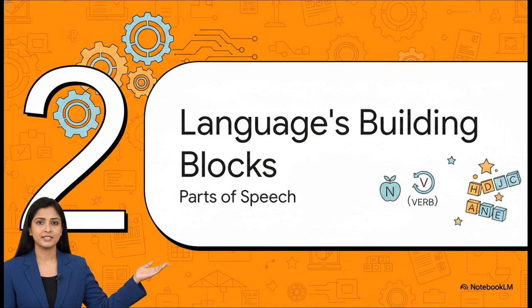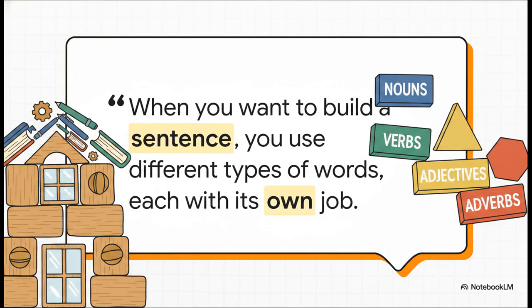Okay, so now that we get the why of communication, let's get into the how. How do we actually build meaning? This is where we start looking at the real nuts and bolts of the English language. I love this analogy. Think about it. You wouldn't use glass to build a foundation or bricks for a window, right? Each part has a job. It's the exact same with sentences. You can't just throw words together randomly. You need the right parts in the right places. And each part of speech has a very specific job to do.